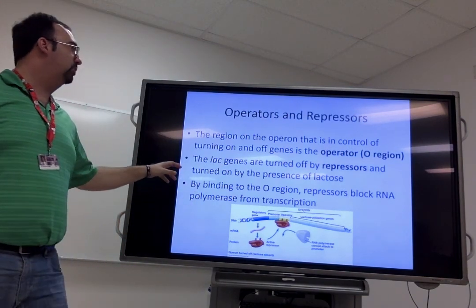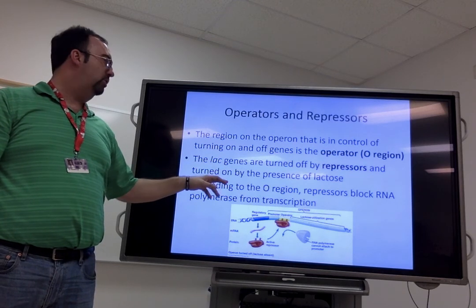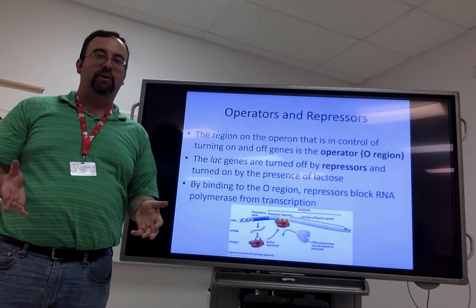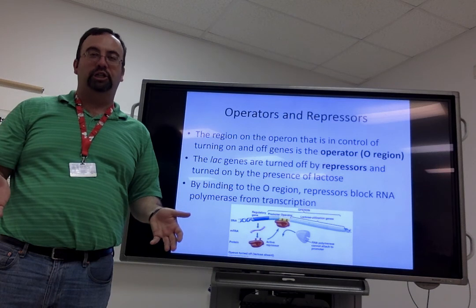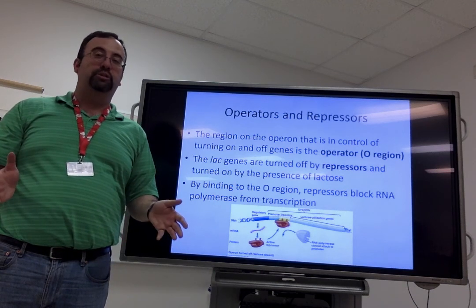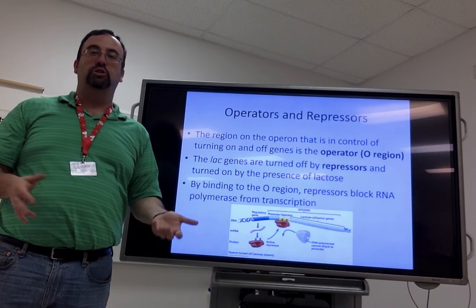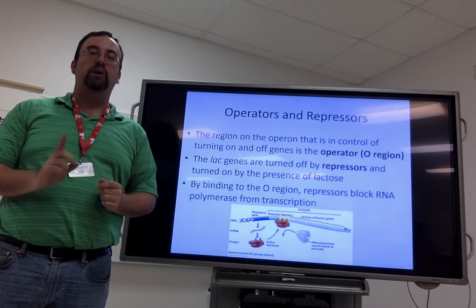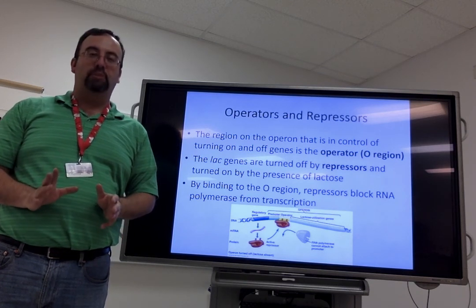All right. We also have that lac genes are turned off by repressors, and the repressors are turned on by the absence of lactose. The reason for this, as we've talked about before, is that doing this process obviously requires energy. If there's no lactose present, then there's no reason for the genes to be transcribed. There's no purpose, because that's just a waste of energy. And so the cell is smart enough to realize that, and therefore will block the RNA polymerase from doing its job.